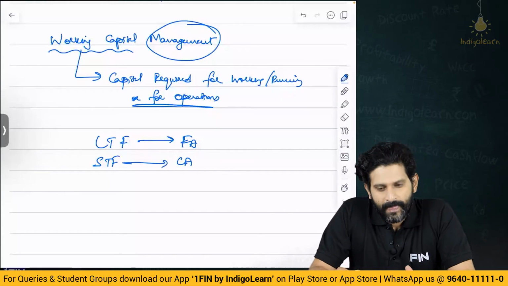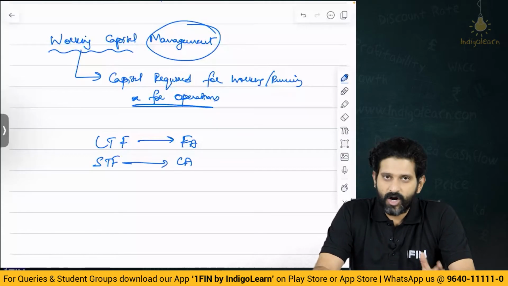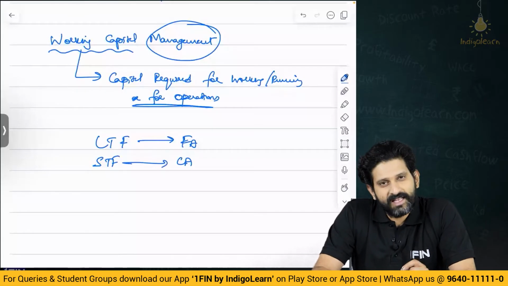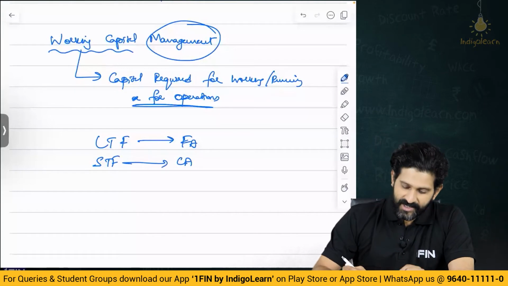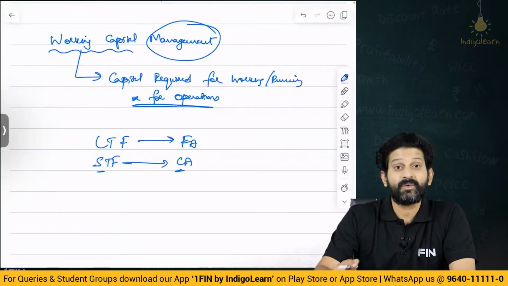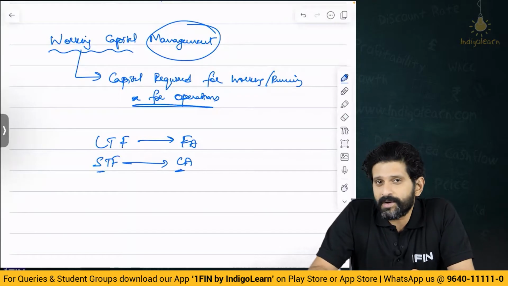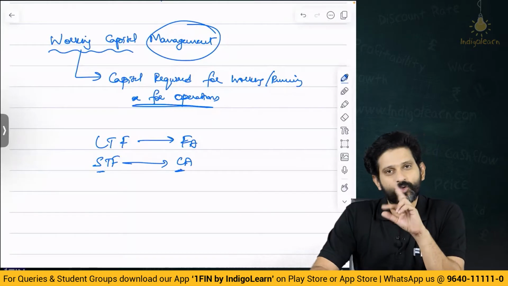Now, tell me, will the entire long-term assets or the fixed assets be funded by the long-term funds? No doubt, yes. Will the entire current assets be funded by the short-term funds? No. Friends, our current assets and current liabilities will speak about our liquidity position. If you remember, in our ratio analysis we said, what is the ideal working capital ratio? 2:1.